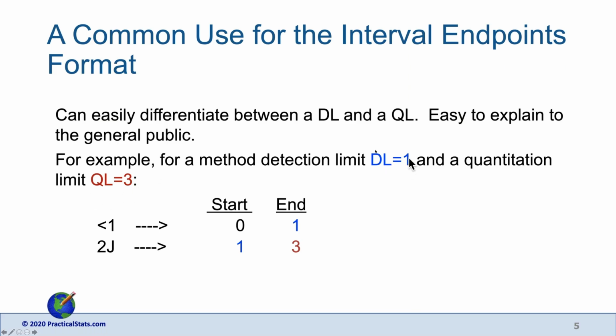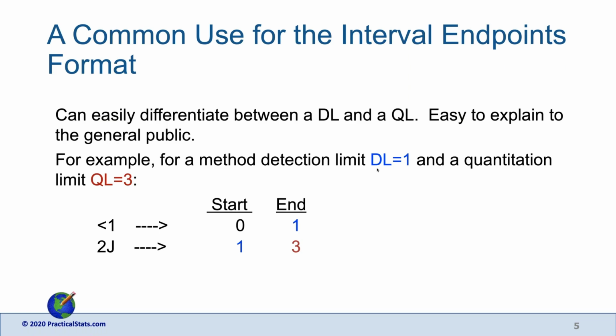let me remind you what those things are. A method detection limit is a value that you cannot distinguish from 0. So if you have a less than 1 and it's the method detection limit, it's saying it's somewhere between 0 and 1, and 0 is a possible value for that.